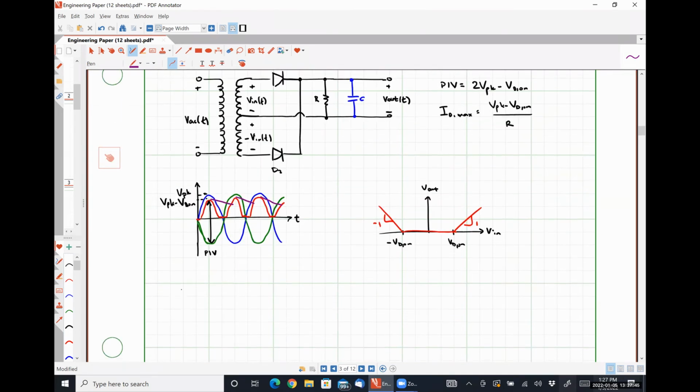So with the capacitor, we should see V ripple is exactly 1/2 times V peak minus VD on divided by RC times FN.